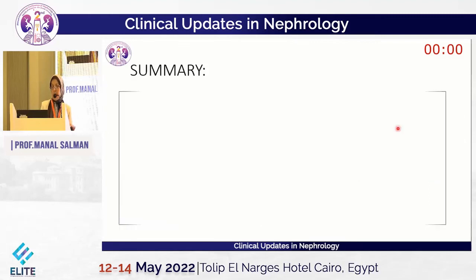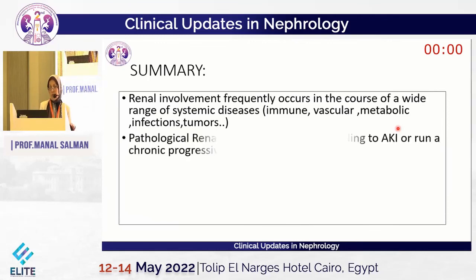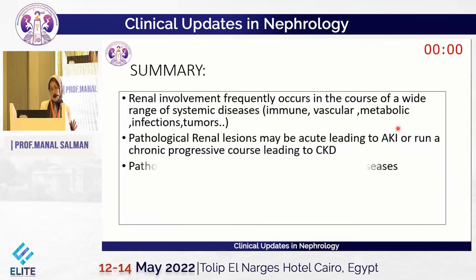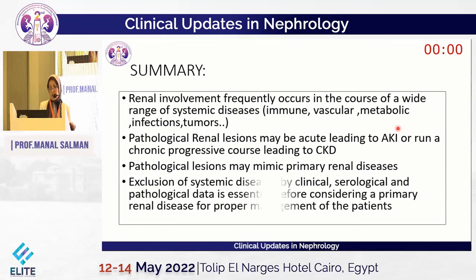In summary, we have renal involvement frequently occurring in the course of a wide range of systemic diseases: immune, vascular, metabolic, infection, and tumor. Pathologic lesions may be acute, leading to AKI, or may lead to CKD. Pathologic lesions may mimic primary renal diseases, and so exclusion of systemic diseases by clinical, serological, and pathological data is essential before considering a primary renal disease for proper management of the patients.